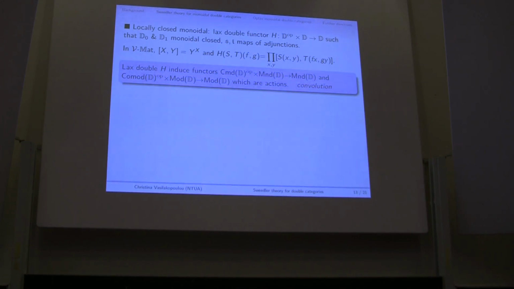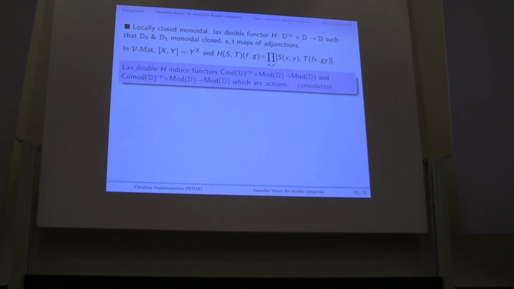Before we saw that the convolution functor was absolutely important for the adjoints being the universal measuring whatever, and for the enrichments to be induced because this was an action. So here, having this condition of a locally closed monoidal category, we can show that H induces functors between monads and comonads, and between modules and comodules, which are also actions. This is a direct generalization of convolution.